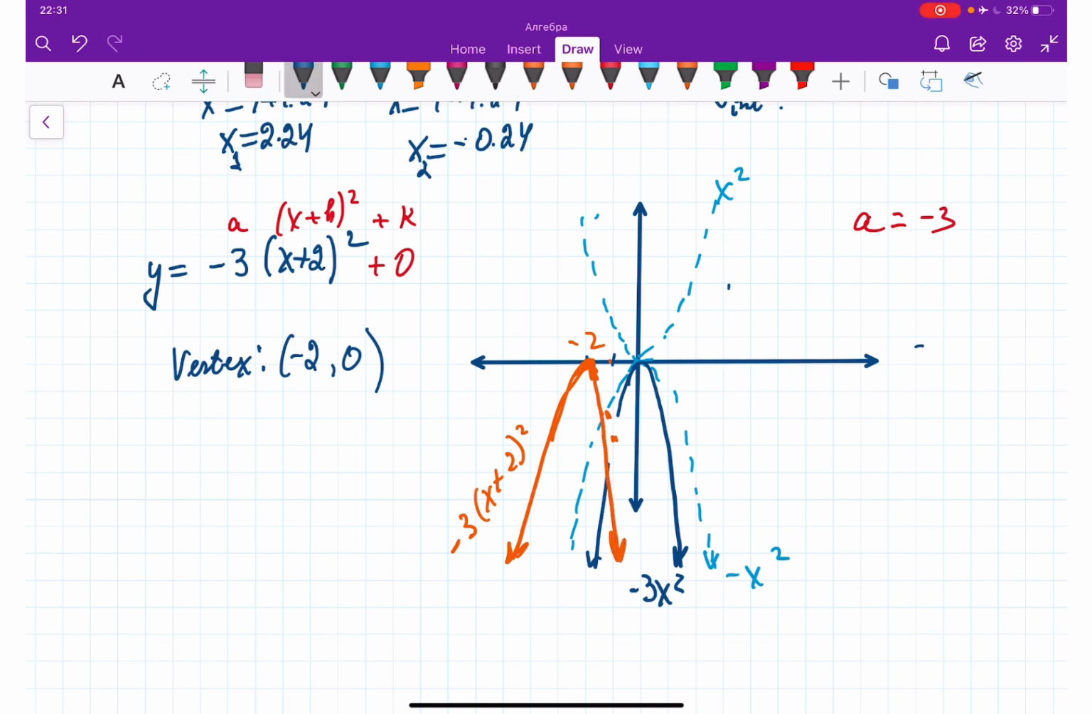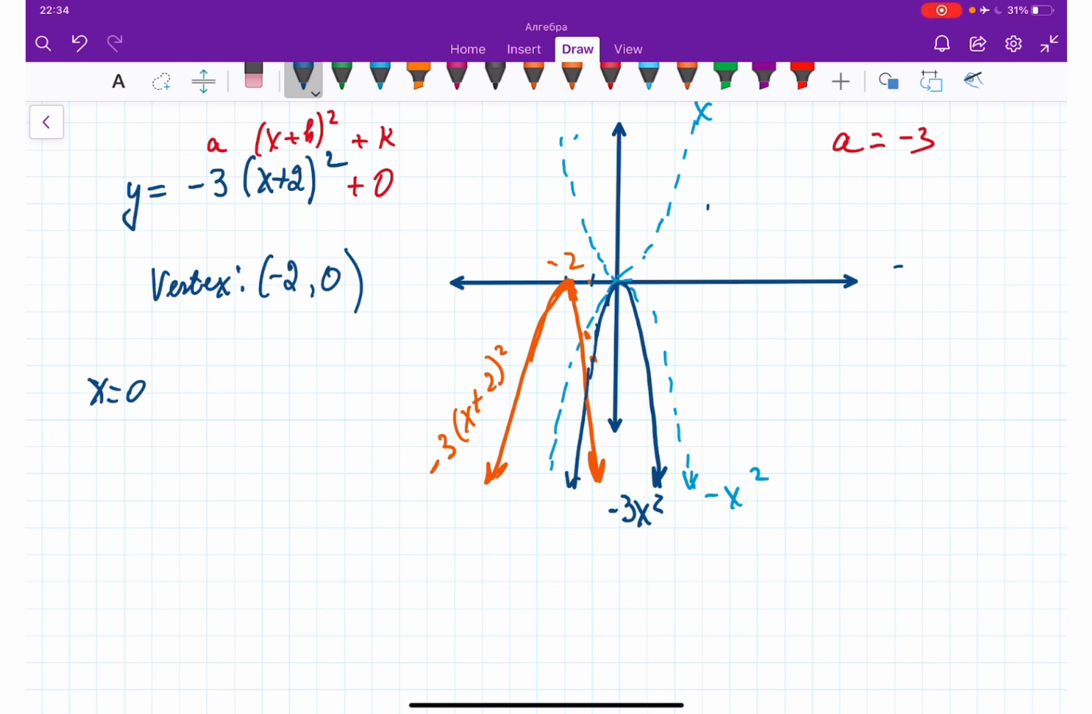Okay, and we know that down the road it will cross because it's spreading on the sides. Well, we can find out how much it's going to be. So to find where it's going to cross the y-axis, we have to take x equal to 0, right? Then y-intercept is equal to -3 times (0 plus 2) squared. So from here, y-intercept is equal to 2 squared is 4, 4 times 3 is -12. So it's going to cross somewhere where y is equal to -12.